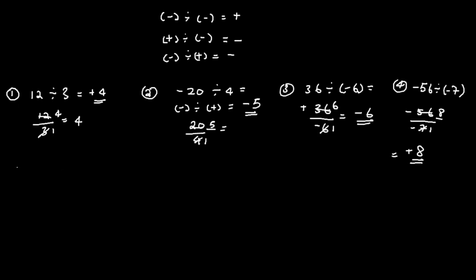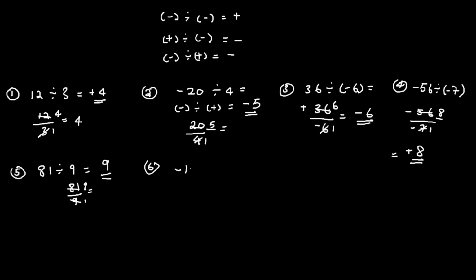Try this other one. You can always pause the video and try it by yourself. 81 divided by 9. Positive and positive, same sign, will give you a positive. Let's divide 81 divided by 9. We can reduce it by 9, 1, and this will be 9. Final answer is 9.